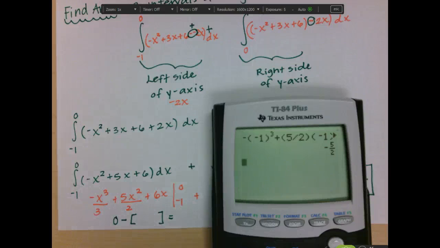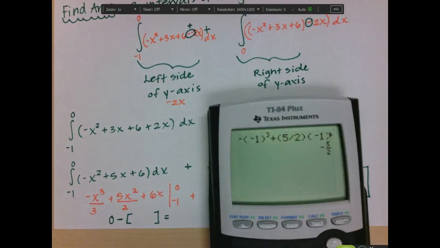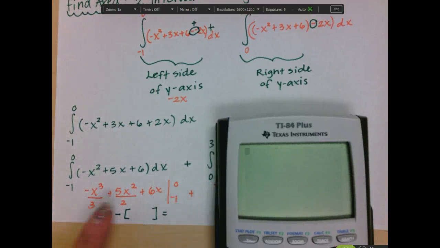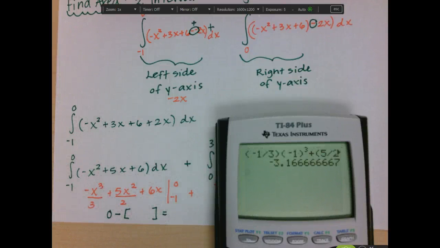So what I get for that particular piece is negative 5 halves. And it looks like when I double check my notes, I get 19/6. So, oh, I see. Sorry. I forgot to divide it by 3. So let me try that again. So negative 1/3 times negative 1 cubed plus 5 halves times negative 1 squared plus 6 times negative 1.